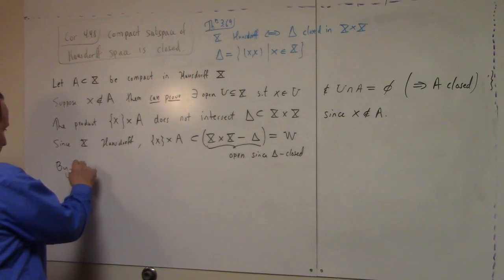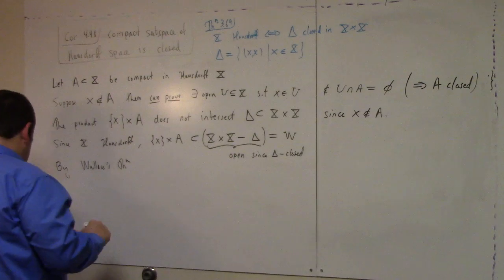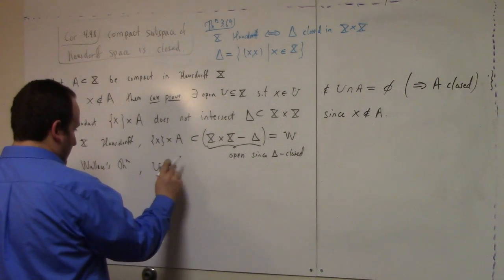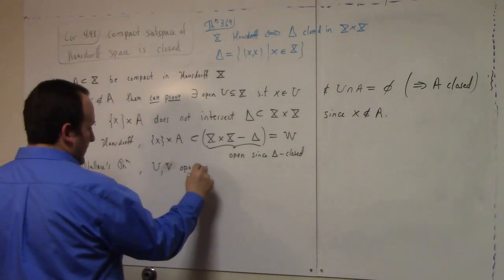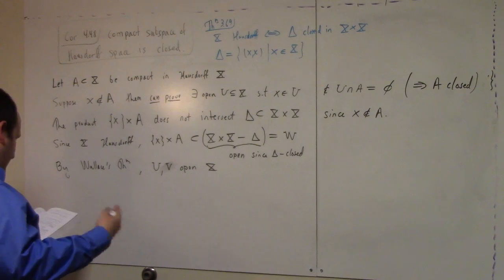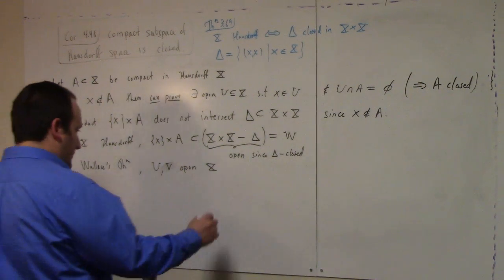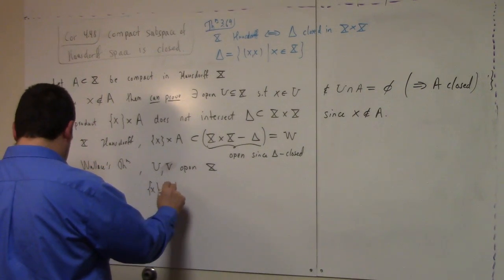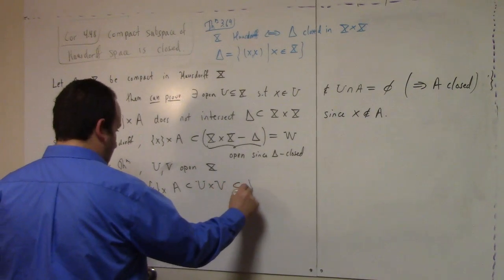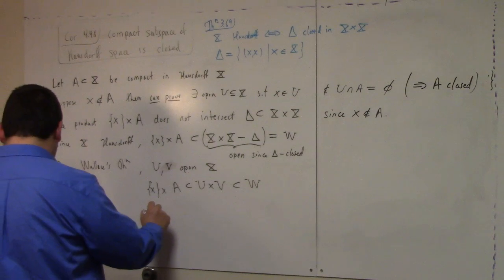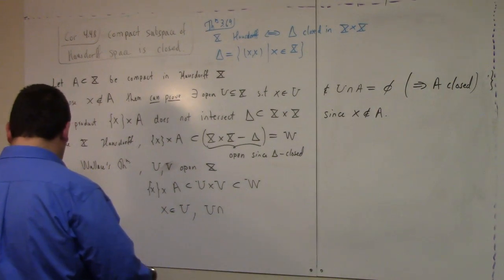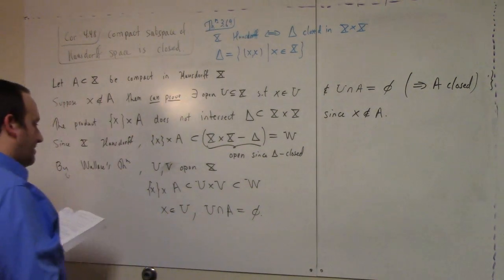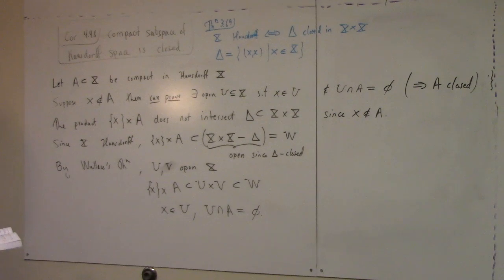So, by Wallace's theorem, we have U, V open in X. Both X and Y are equal in this context, but we're looking at the Cartesian product of X and X. So U and V are open in X with {x} Cartesian product with A a subset of U cross V, a subset of W. In particular, we have x as an element of U, and U intersect A is empty, which is what we need to prove that A is closed.